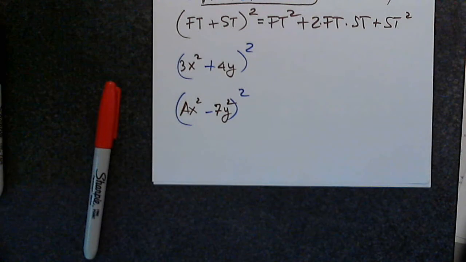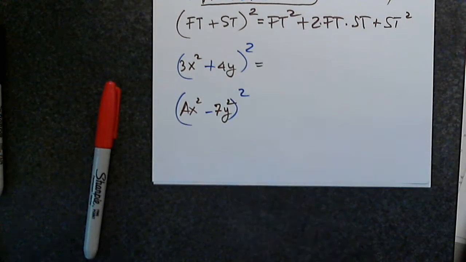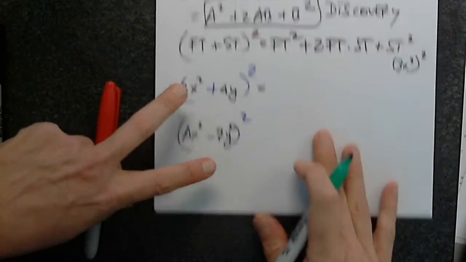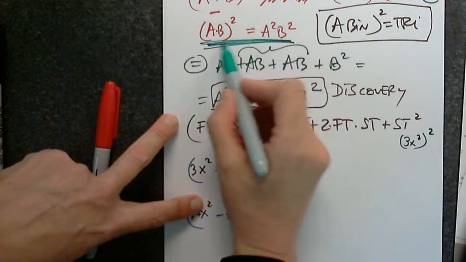Okay, what am I squaring and how many terms do I get? 3 in both cases, right? So all I have to do now is remember the pattern. First term squared plus 2 times the first times the second plus the second term squared. So please give me the first term squared. If you need to write it on the side, write 3x squared squared, and you must apply this rule.